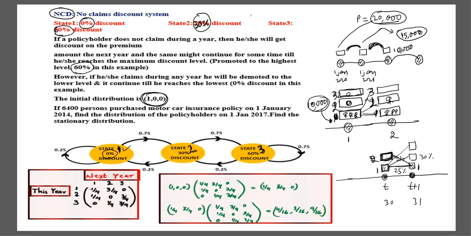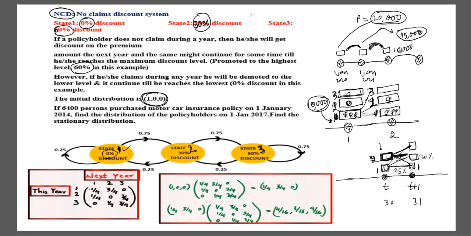How about 2 to 2? Nobody will be there. During this year, either policyholders will claim or not claim. If they do not claim, they will be promoted. If they claim, they will be demoted. Nobody will be in the same level. So 2 to 2 is 0. Then 2 to 3 is 3 by 4, again 25%, 75%. Then 3 to 1 is 0.